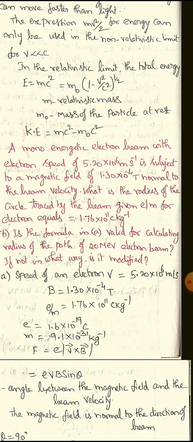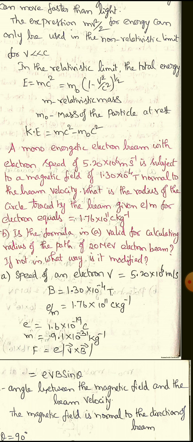B is given as 1.30 into 10 to the power of minus 4 Tesla. So the e by m value is given as 1.76 into 10 to the power of 11 coulomb per kilogram. So what will be the charge? e will be 1.6 into 10 to the power of minus 19, and m will be 9.1 into 10 to the power of minus 31 kilogram.